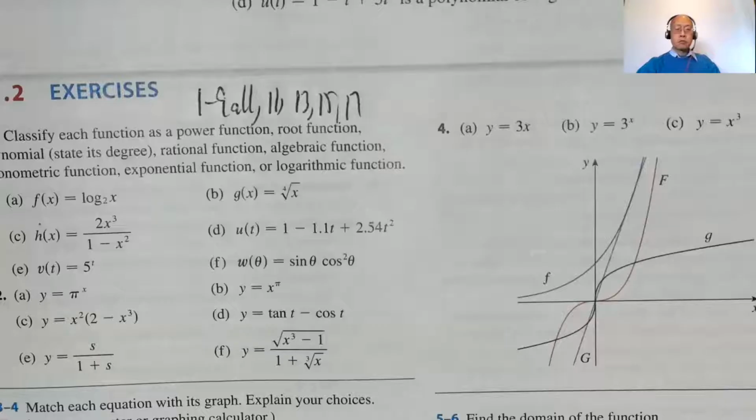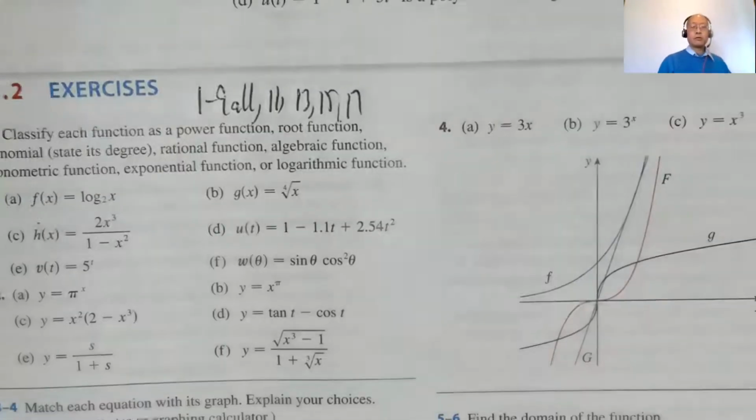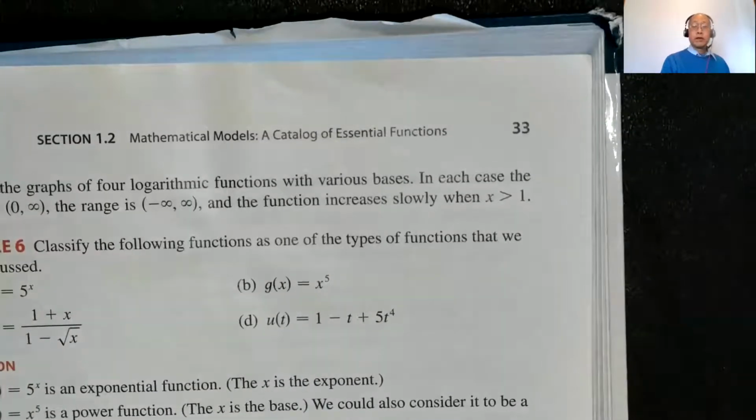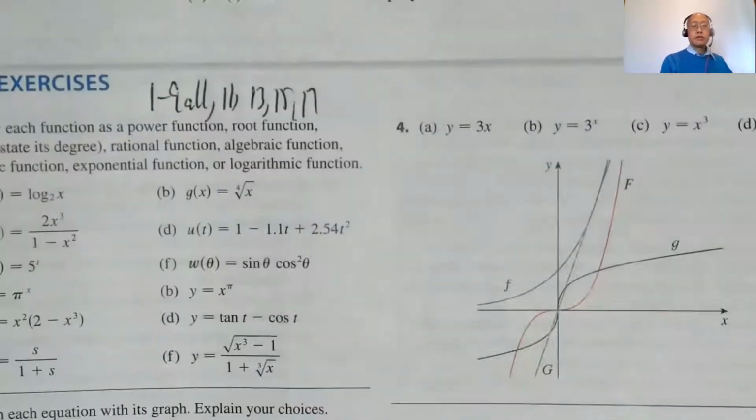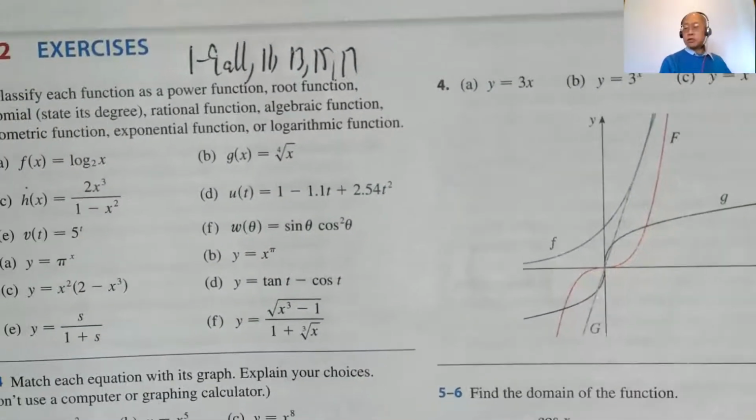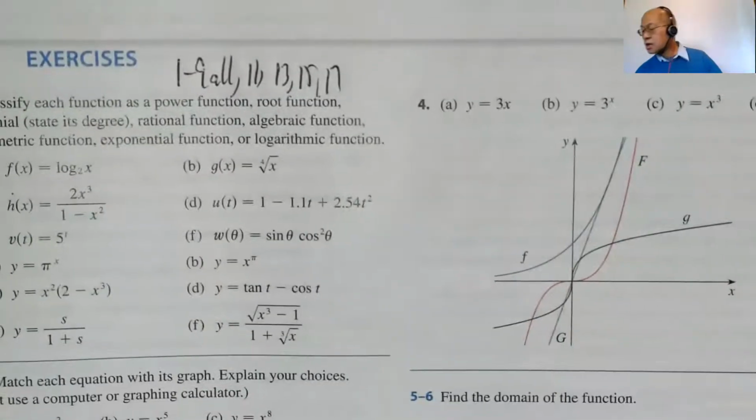This is Calc 1, section 1.2. Let me show you the problems first. For those of you that don't have the book and aren't getting it, page 33. So we have just 1 to 9, all 11, 13, 15, 17.